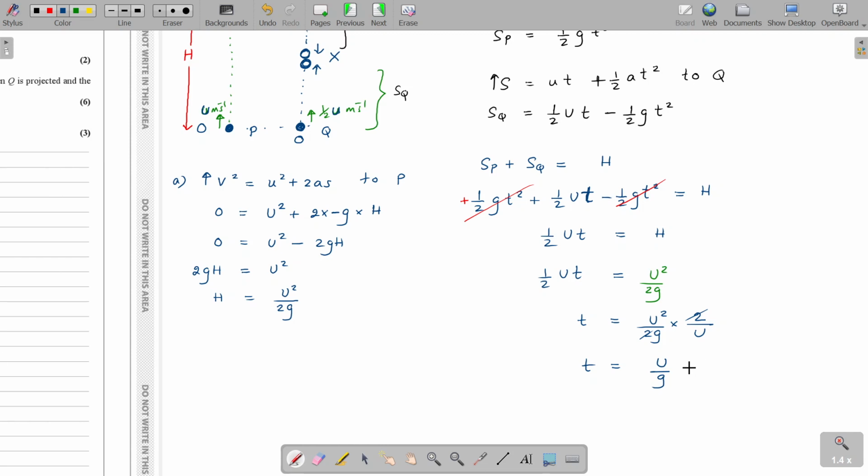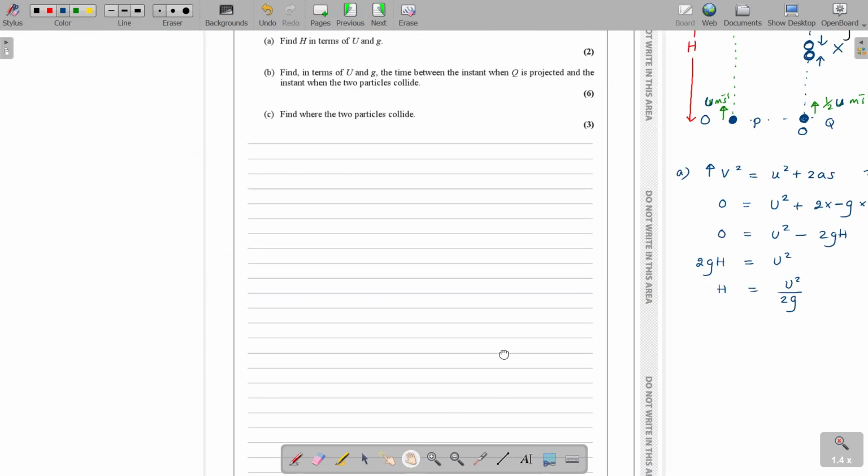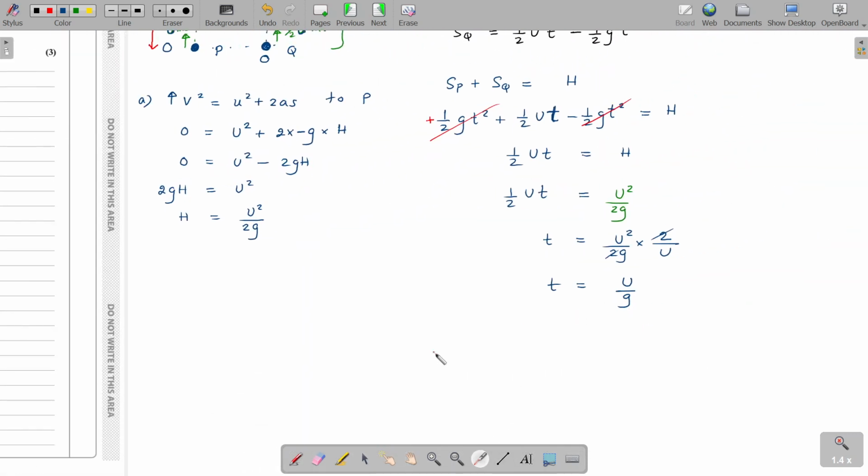The time taken to move from the point where Q is projected to the point where the particles collide, or the time taken to move from the greatest height of P to the point where the particles collide, that time is capital U over g. Okay, is this clear?